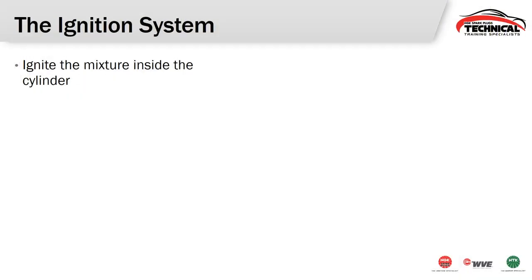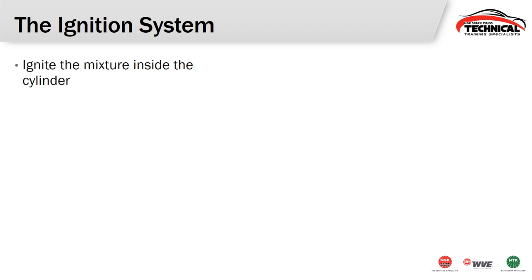So with an ignition system, the first question that comes to mind is, what does it do? Why is it on our car? And just like it sounds, its job is to ignite. Its job is to ignite the mixture that's inside of the cylinder. That mixture is usually some sort of mixture of fuel and air inside of our cylinder. We're going to get to what exactly this is in just a minute.